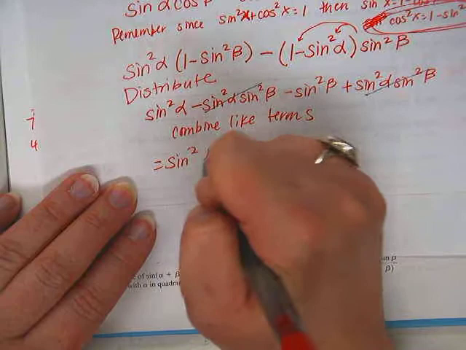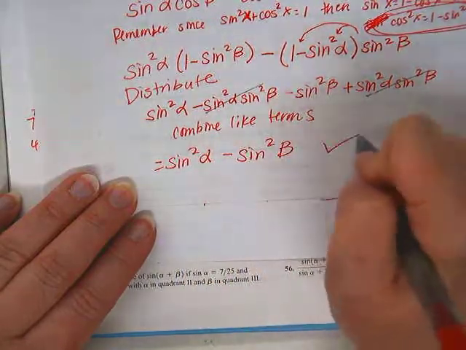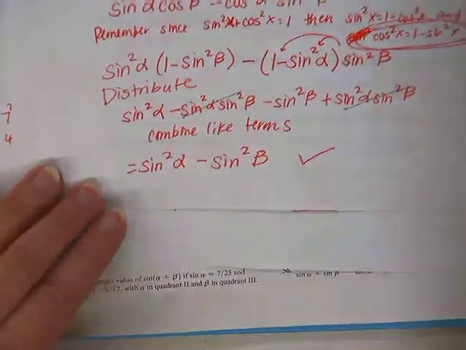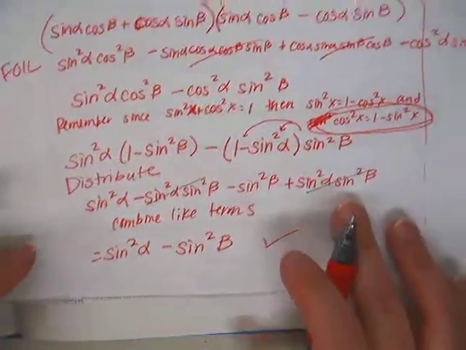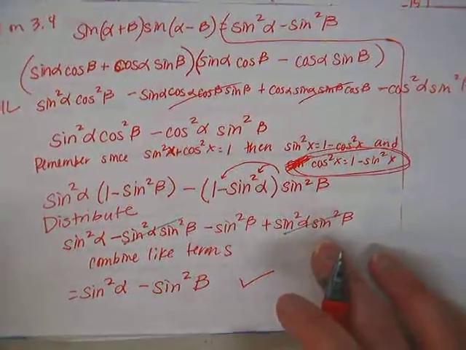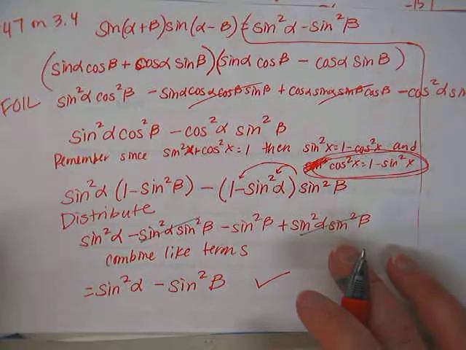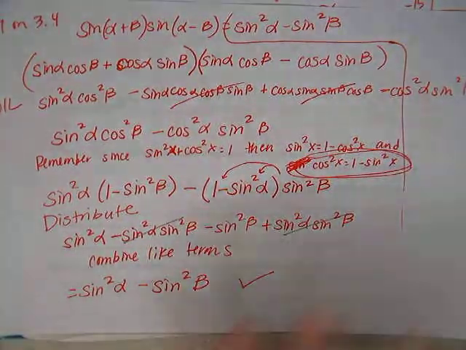What goes away? And that leaves us with sine squared alpha minus sine squared beta, which matches the other side of our problem. So we were able to do this just by working on the left side, which is good because I used up all the space.